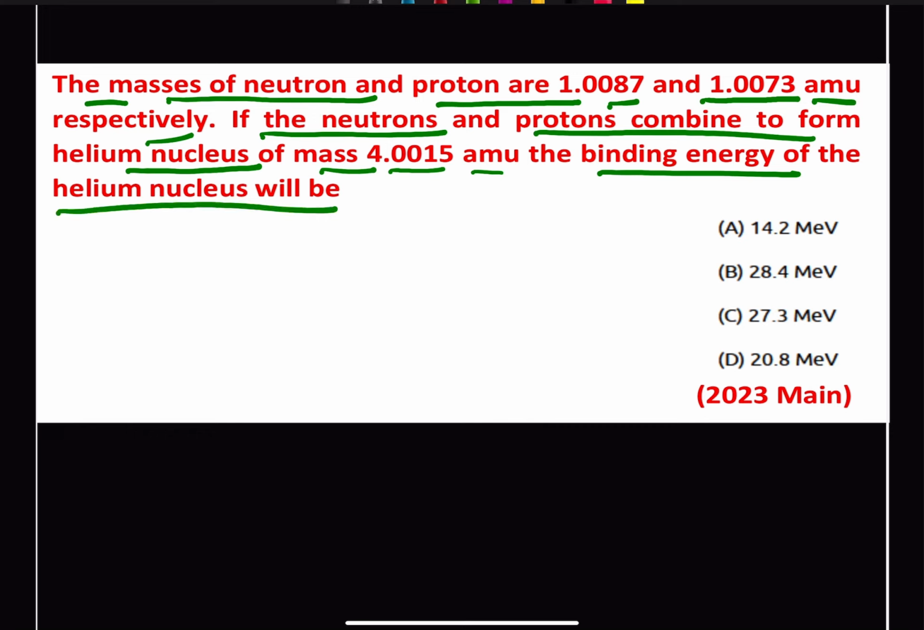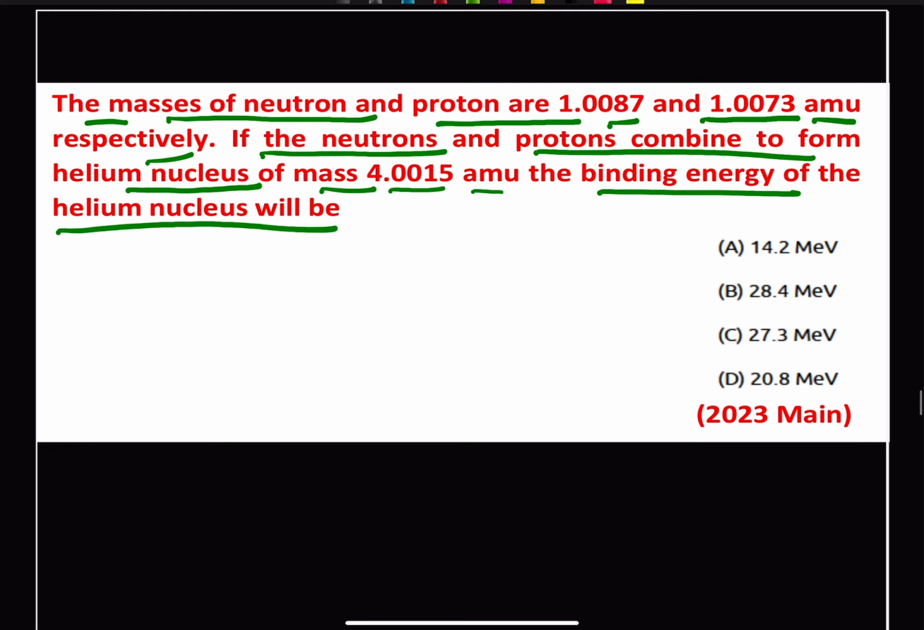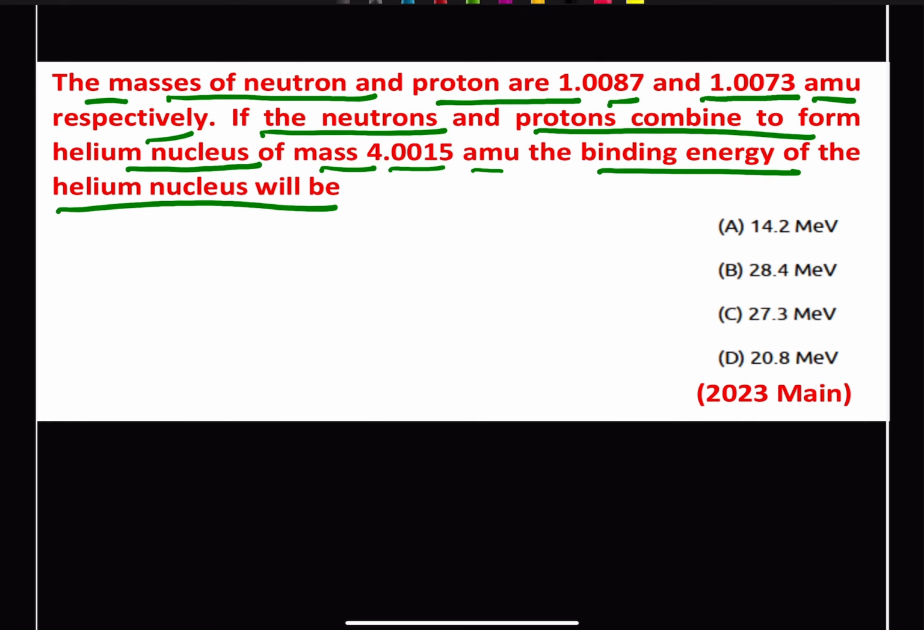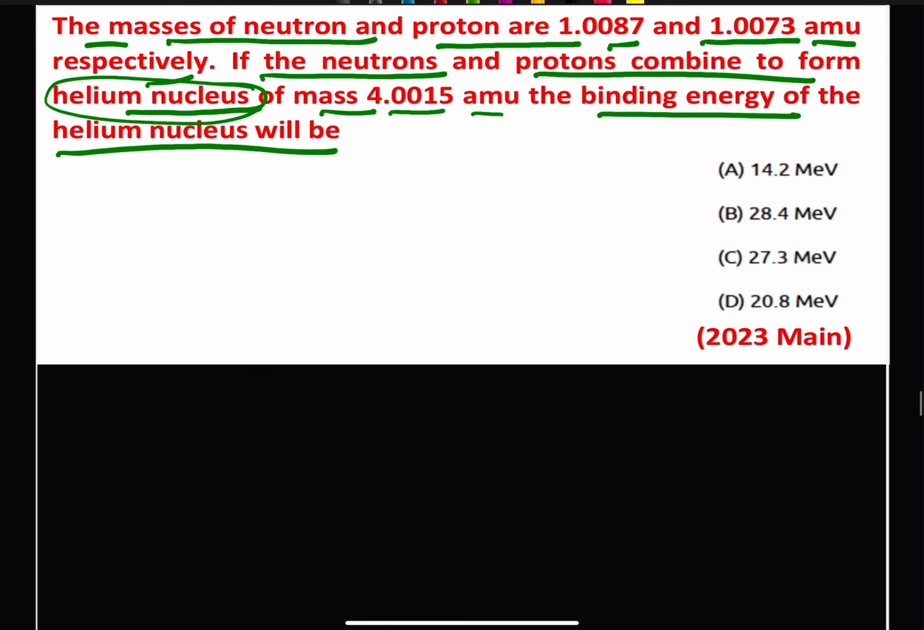So here we are going to find out first of all the total mass, and then we are going to compare it with the actual total mass of the helium which is given to us, and from there we are going to find out the mass defect, and that will finally result in our binding energy. And it says that it forms a helium nucleus. So in the formation of our helium nucleus, it contains 2 protons and 2 neutrons.